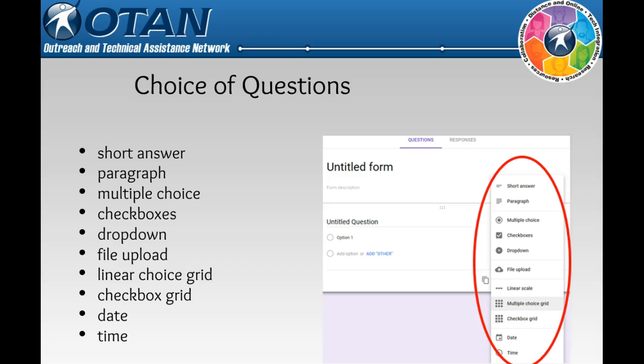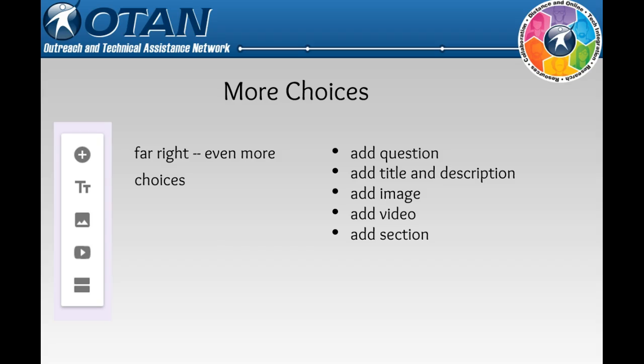If we expand the small arrow labeled multiple choice, we get more question possibilities. You can see the many types of questions you can create. If we go to the far right, we see a box of icons including add a question, add a title and description, add an image, add a video, and add a section.